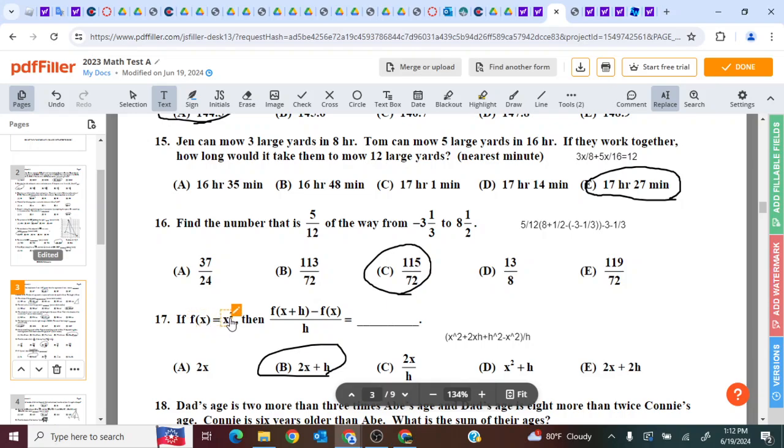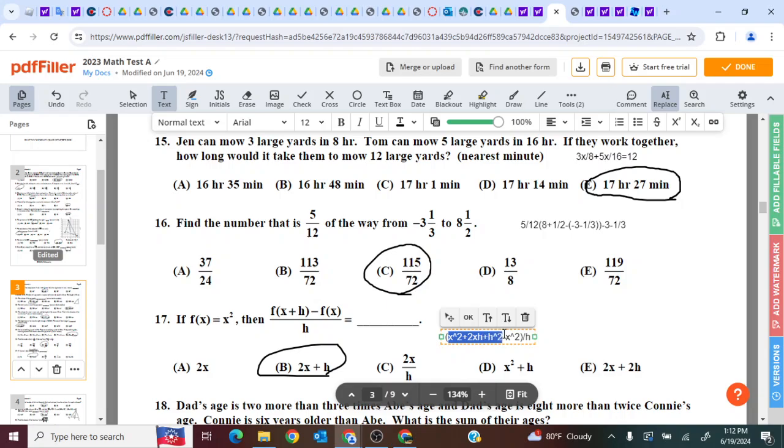17, if f of x is x squared, then what is this? Well, simply write, or in f of x plus h, simply replace x with x plus h. So if you do that, that will expand out to this thing, and then you subtract x squared from that again, and then you have to divide by h, and if you simplify all that, you'll get b, 2x plus h.